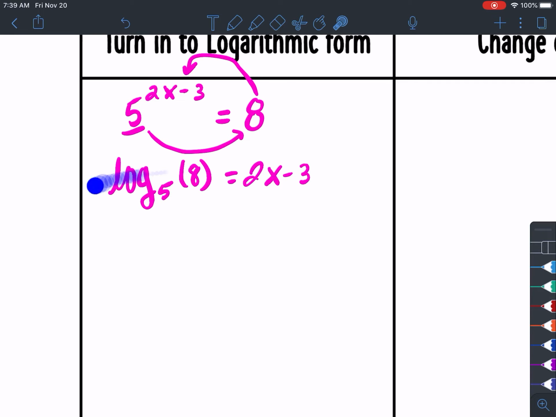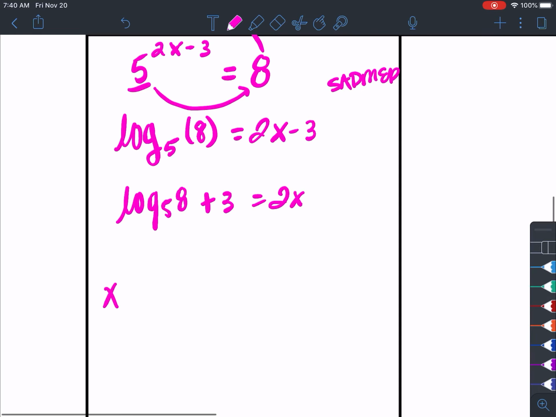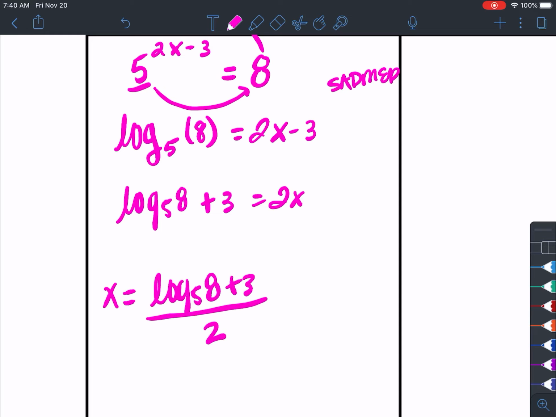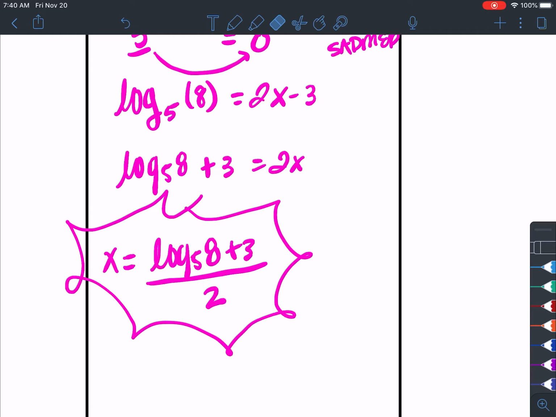Now that I'm in logarithmic form, I am solving for x, so I can go ahead and once again use SADMEP to isolate. We're going to add 3 to both sides. Then we're going to divide both sides by 2. So we end up with x equals log base 5 of 8 plus 3, over 2. Now, sometimes you can just leave your answer like this, in logarithmic form.